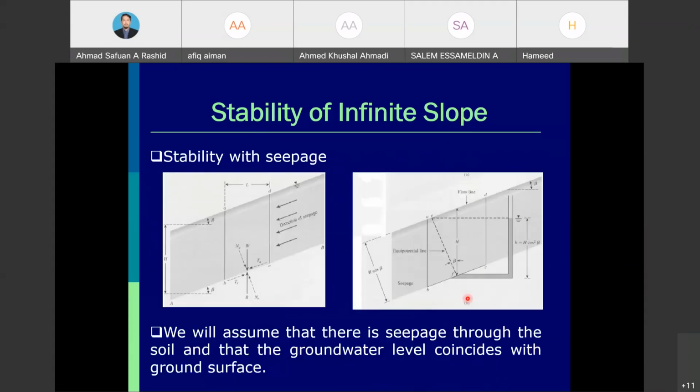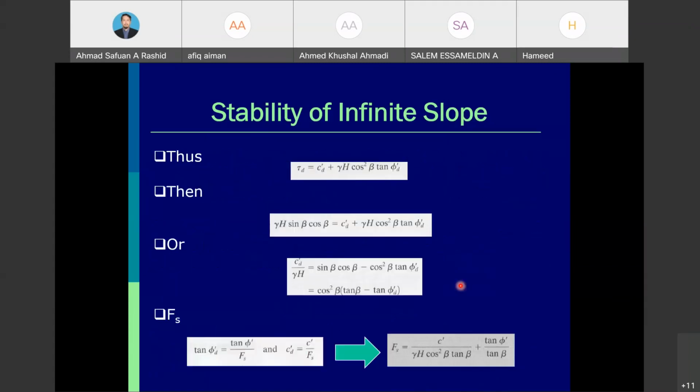Okay, so that's why the formula that we have discussed previously is only suitable for a slope where the groundwater is far below the failure surface.